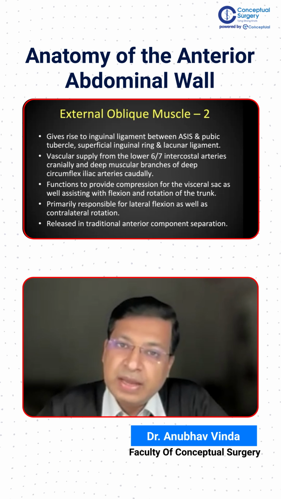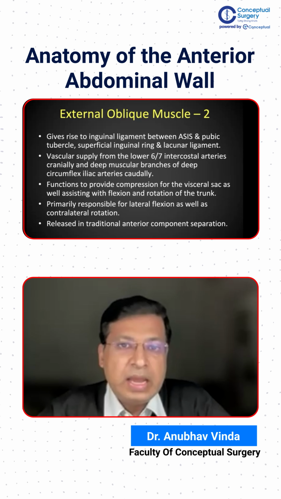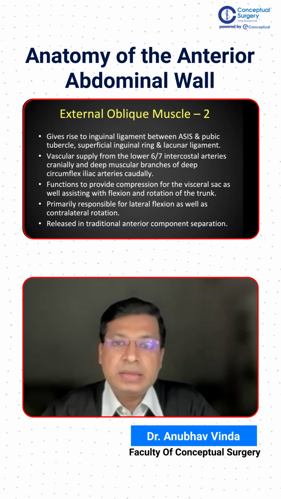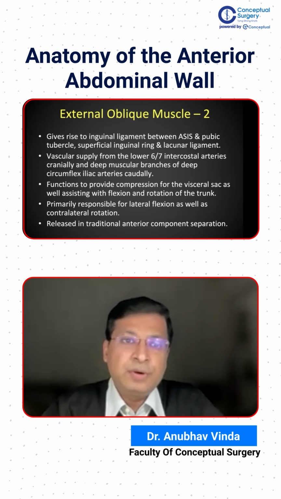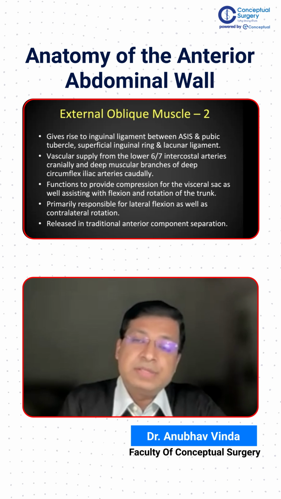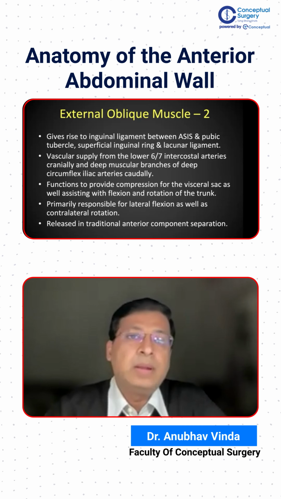The vascular supply is from the intercostal arteries and the deep muscular branches of the deep circumflex iliac artery, and the nerve supply is basically from the nerves which are supplying the rectus abdominis, that is from T6, T7 to L1.